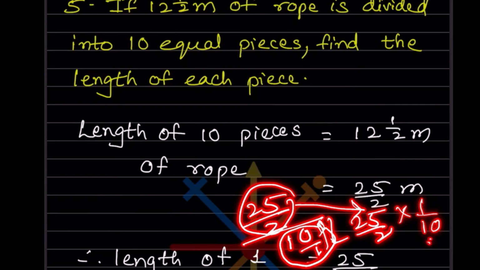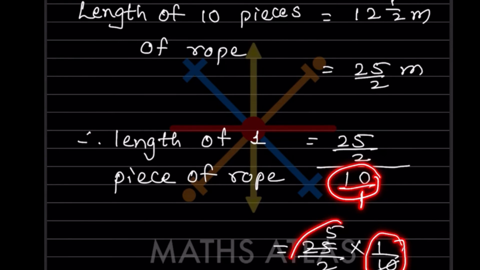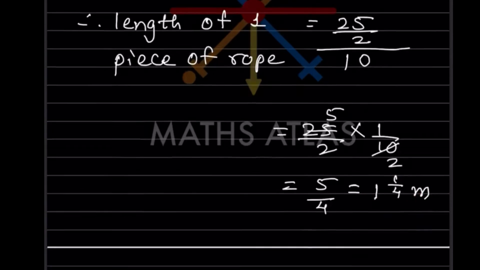This step is very important because whenever we write this 10, actually there is 1 below it. So this is 1 by 10. This is what I told you now. So 25 by 2 into 1 by 10, this is going to flip over. So now we can write 5 2s are 10 and 5 5s are 25. So 5 by 4, 4 1s are 4, the remainder is 1. So 1 integer 1 by 4 meter. So the length of each piece, one piece, is 1 integer 1 by 4, and this unit is going to be in meters.